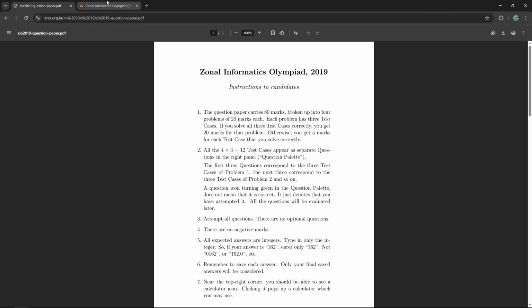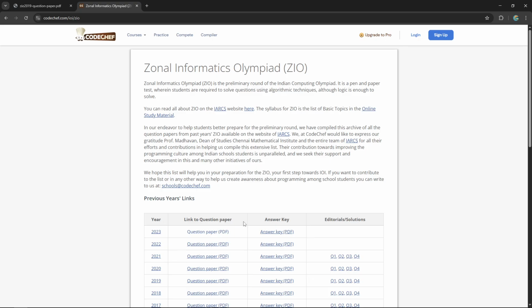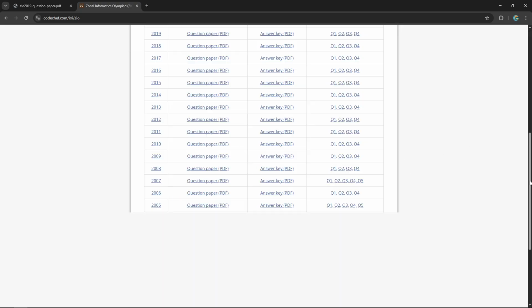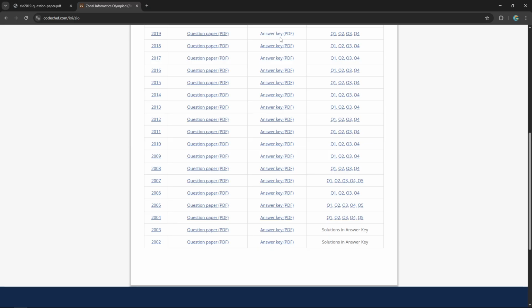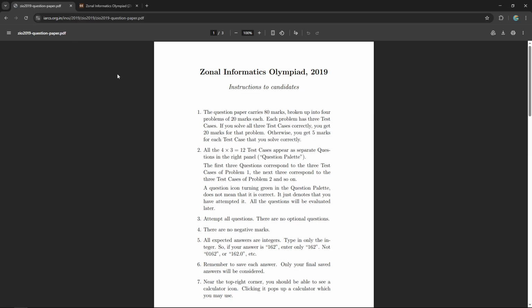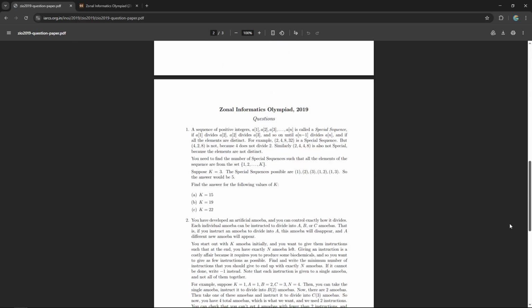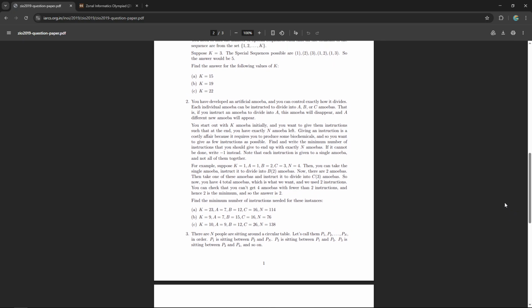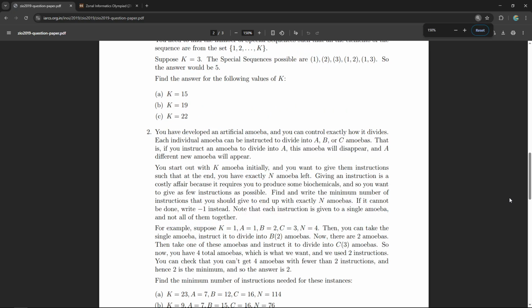I've taken this question paper from CodeChef's website. You can find it here. We're going to check the answer later. Let's get into it. Today we are going to solve the second problem. Let me zoom in.